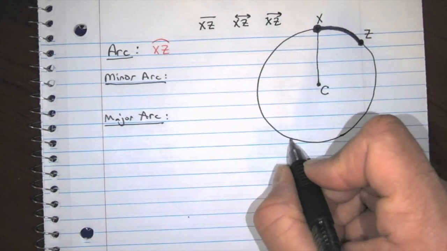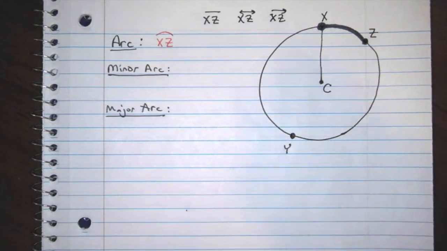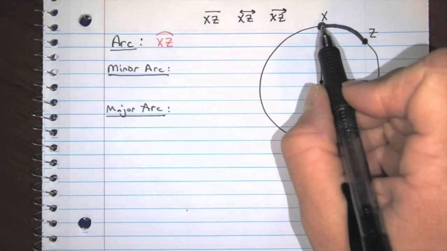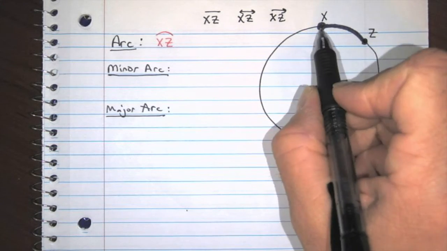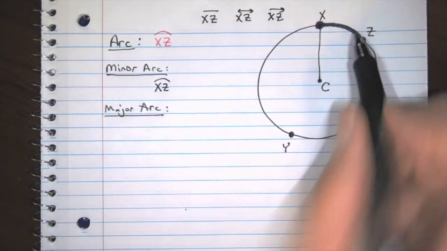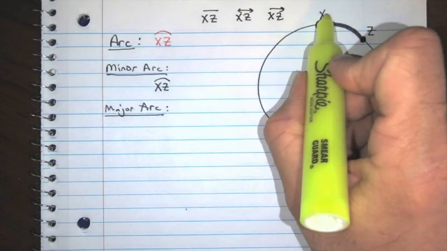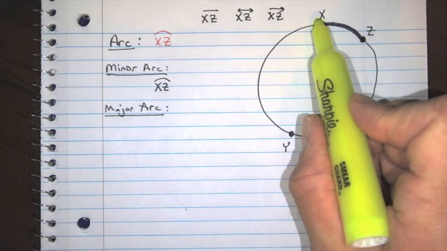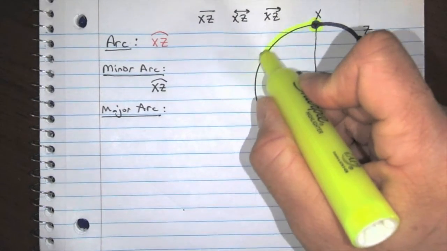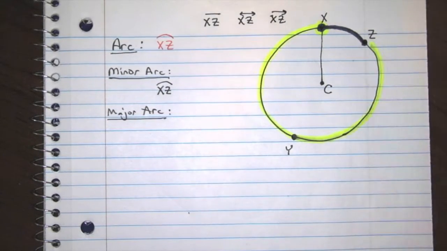Let's take a look at X and Z. I'd like you to put a random point over here. Let's call it Y. Now, if you were at X and you wanted to go to Z, shortest distance is going along this shortest arc right here, X to Z. So the minor arc, once again, is going to be X to Z. Now the major arc, maybe you can see this. The major arc, if you're starting at X and you want to get to Z and you want to go the long way around, you're going to go this way. This is what we call the major arc.